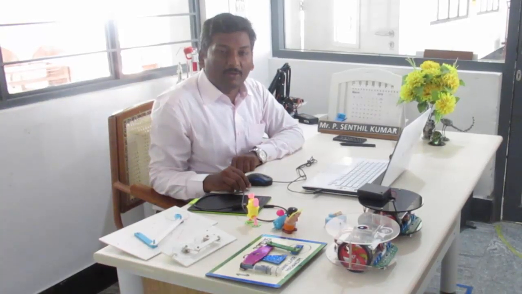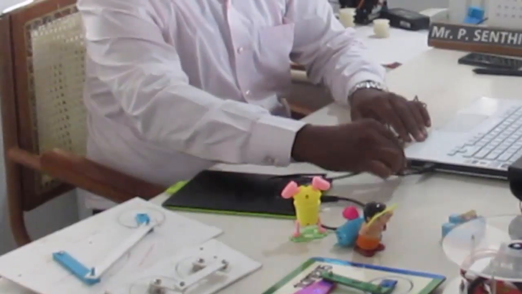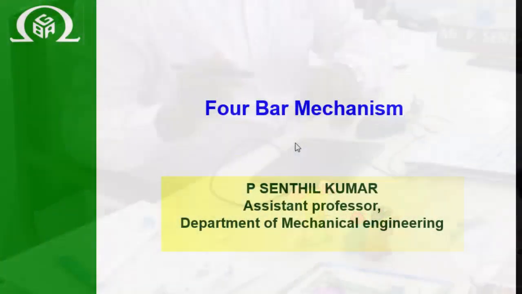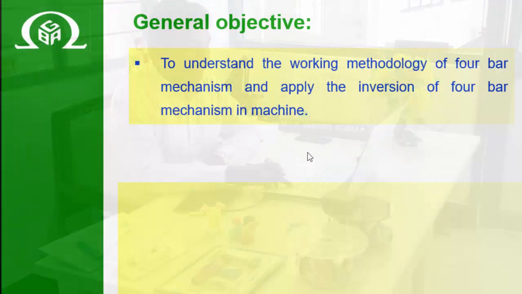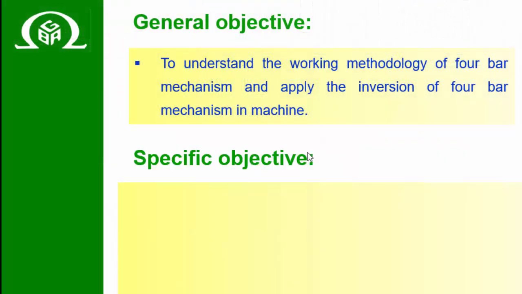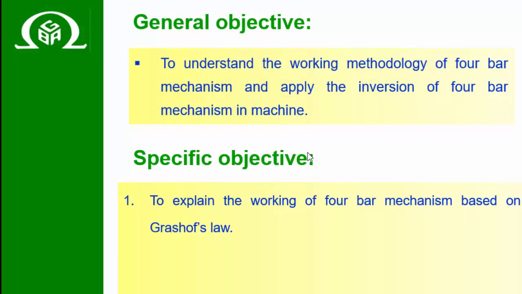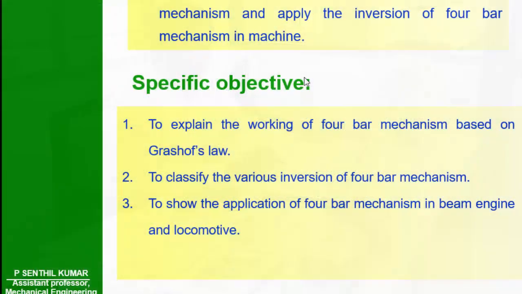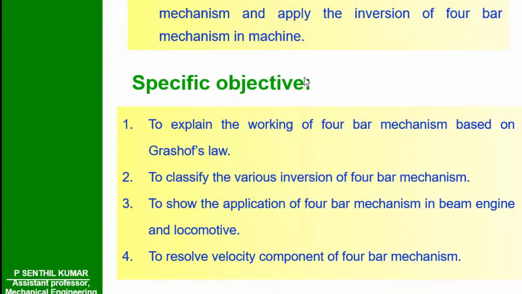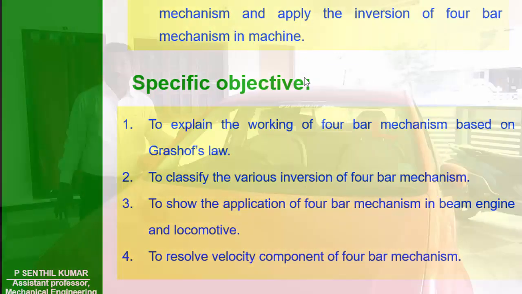In this lecture, we are going to discuss about 4-bar mechanism. The main objective of this lecture is to understand the working methodology of 4-bar mechanism. The specific objectives are to explain the working of 4-bar mechanism, to classify the various types of 4-bar mechanism, to show the application of 4-bar mechanism in beam engine and coupled rod of locomotive. Finally, to find the velocity component of 4-bar mechanism.